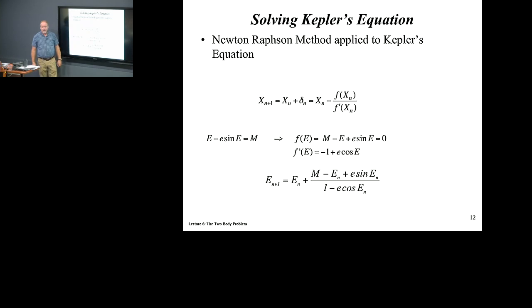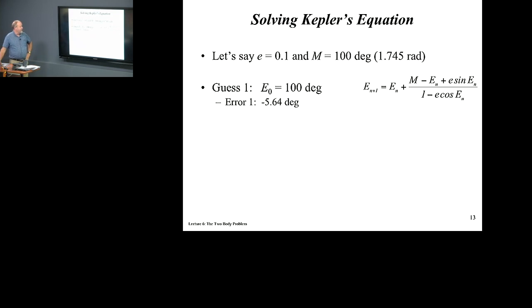And the way you can check if this converges is by comparing the previous guess to the new guess. And when the differences start getting small, then to whatever tolerance you desire, you can set the tolerance to be like 0.00001 or whatever you want. Then you're done. So going back to our example here with eccentricity of 0.1 and mean anomaly of 100 degrees.